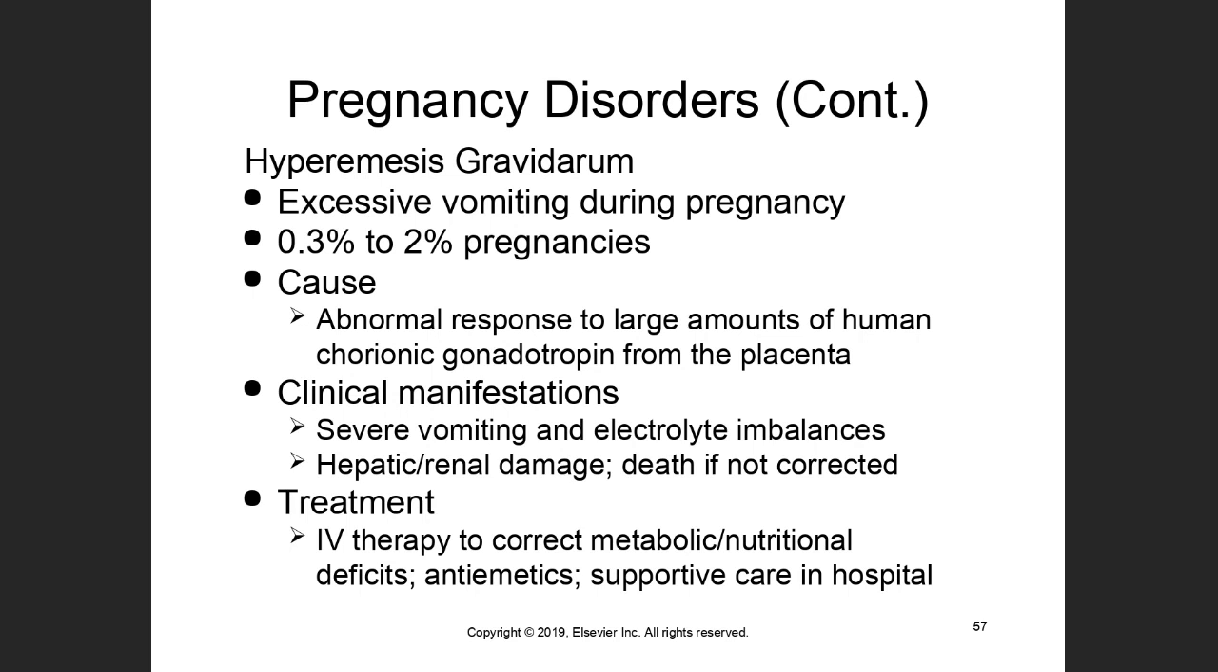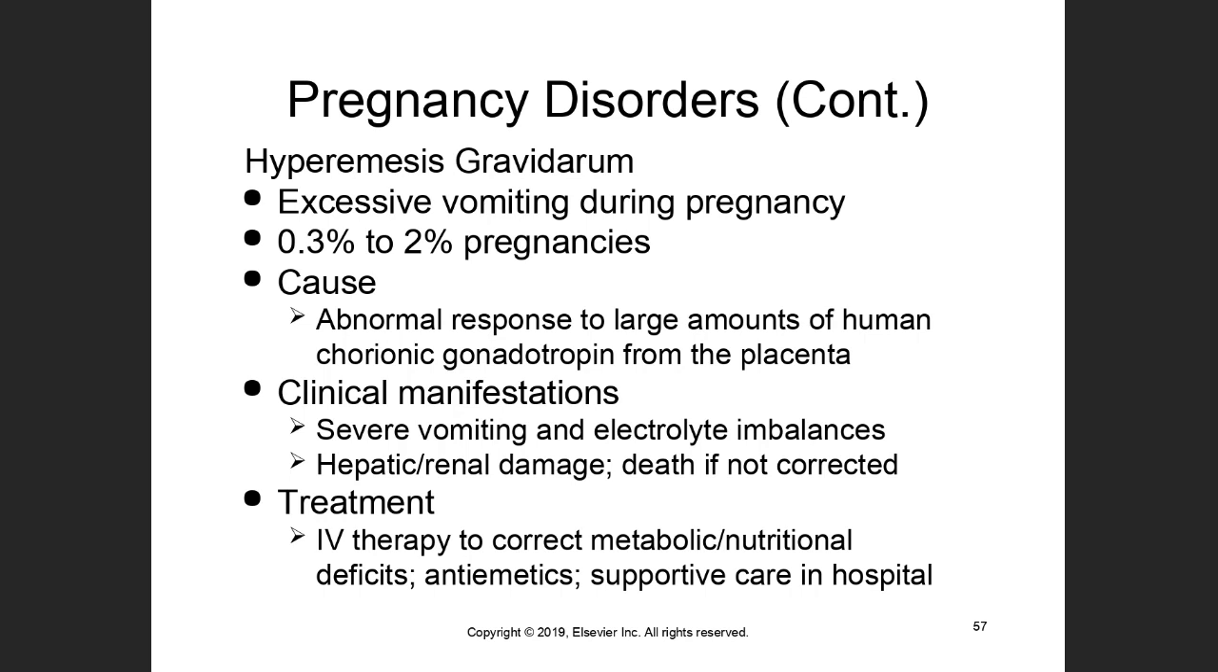Now we have hyperemesis gravidarum. Hyperemesis gravidarum is excessive vomiting during pregnancy. Vomiting during pregnancy is completely normal. The only difference is that in hyperemesis gravidarum the patient keeps vomiting after the first trimester. That means after 13 weeks of pregnancy, the patient keeps vomiting. Then that's hyperemesis gravidarum.